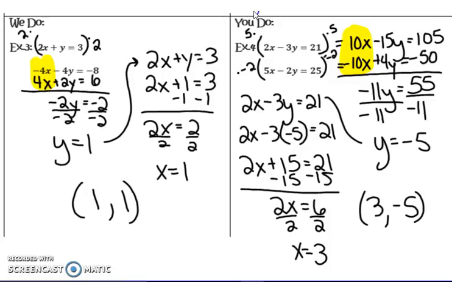Please make sure when you're multiplying, the big thing you have to focus on is you want opposite coefficients for the same terms. So if you're focusing on the x's, you need opposite coefficients on the x's. If you're trying to eliminate the y's, you need opposite coefficients on the y's.